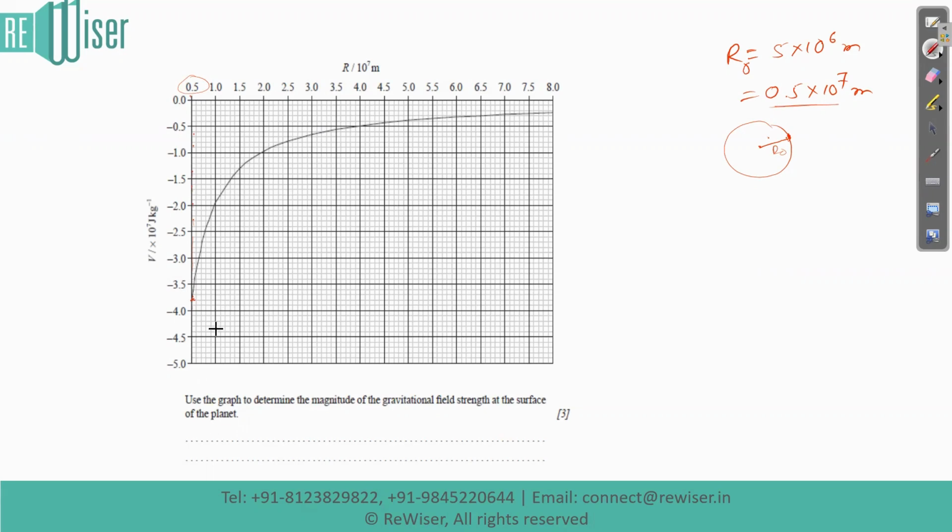Now let us go through the question first. Use the graph to determine the magnitude of gravitational field strength at the surface of the planet. Just now we have found out V0 is equal to minus g0 R. Now let us take the magnitude of it, because if I consider minus, then there is going to be a problem. The gravitational field strength will have a sign that is minus. We don't want that. I don't want you to get confused. Let us stick to the magnitude, since they are asking us to find out the magnitude.